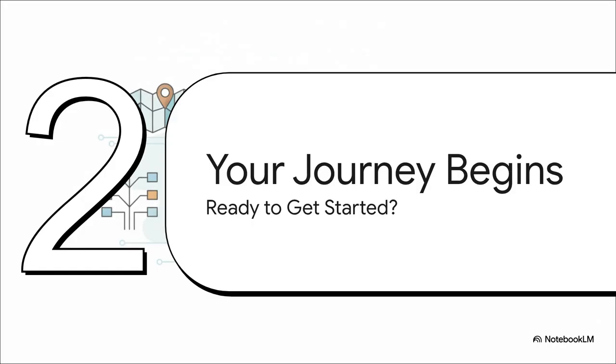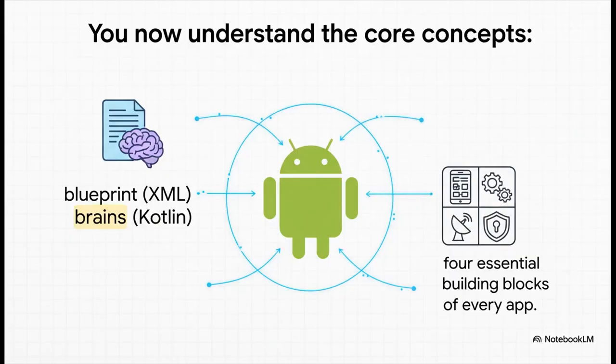Whew. Okay, we've gone from the 30,000-foot view of the Android universe all the way down to the nuts and bolts of a project. So let's wrap this up by recapping the key ideas you need to get your journey started. And there you have it. You've officially got the mental map of an Android developer. You get the partnership between the blueprint and the brains. You know the 4 essential building blocks that make up every app, and you've seen the project-by-project path that takes you from zero to hero.